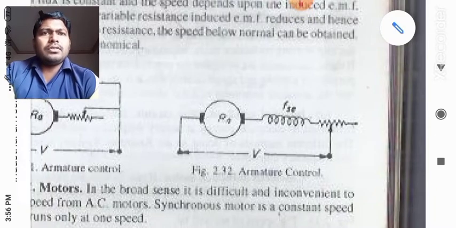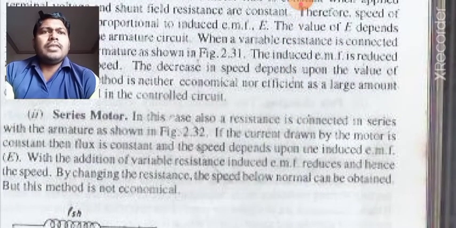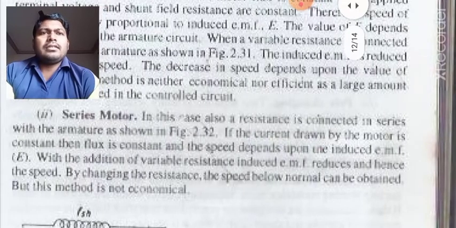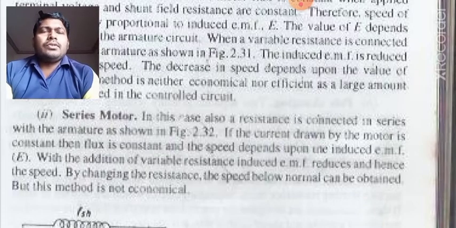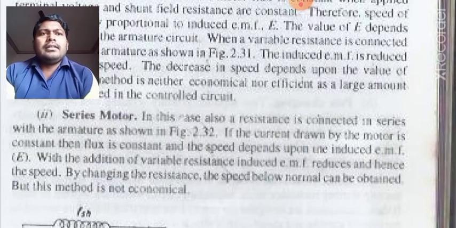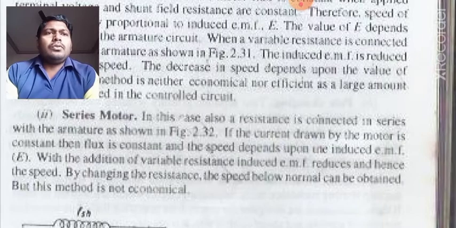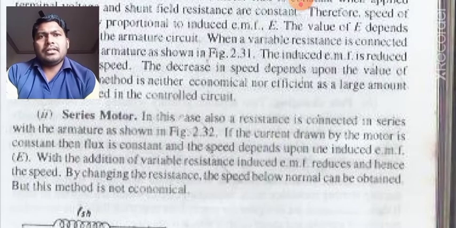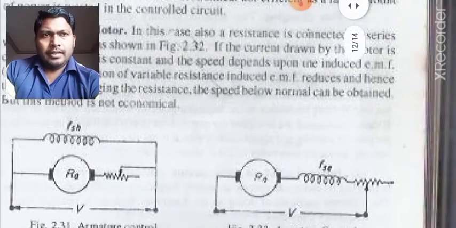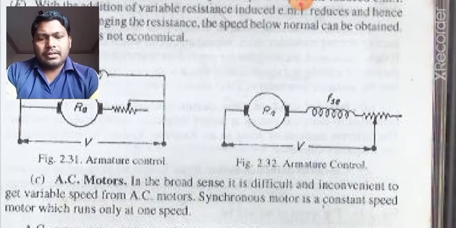So our main motto is to change the amount of flux so that the speed can be governed. If the current drawn by the motor is constant, then flux is constant, and the speed depends upon the induced EMF, that is E. With the addition of variable resistance, induced EMF reduces and hence the speed. By changing the resistance, a speed below normal can be obtained, but this method is not economical. Here also this method is not economical due to wastage of power in the control circuit.